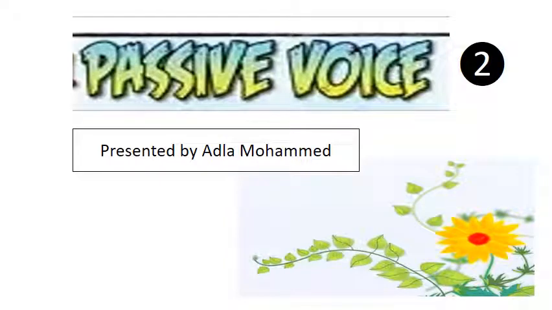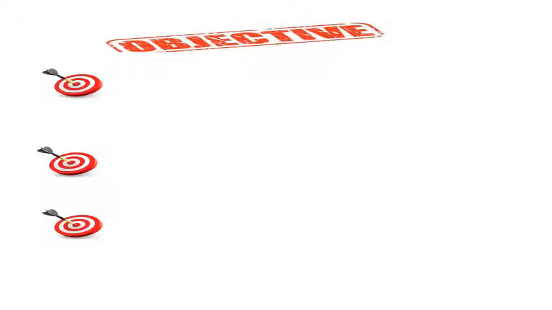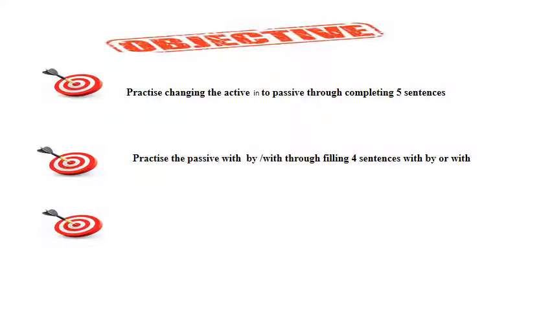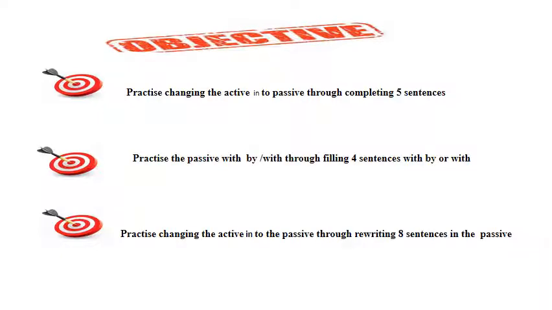Hi everybody, let's complete passive voice lesson 2. We have 3 objectives for this lesson. The first objective is practice changing the active into passive through completing 5 sentences. The second one, practice the passive by, with, through filling 4 sentences with by or with. The third, practice changing the active into passive through rewriting 8 sentences into passive.